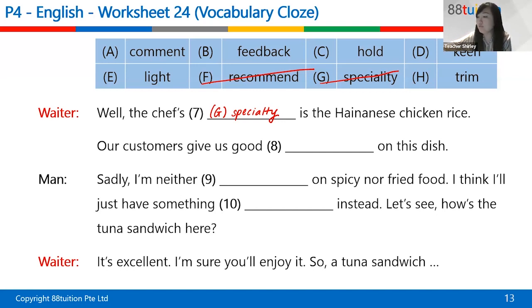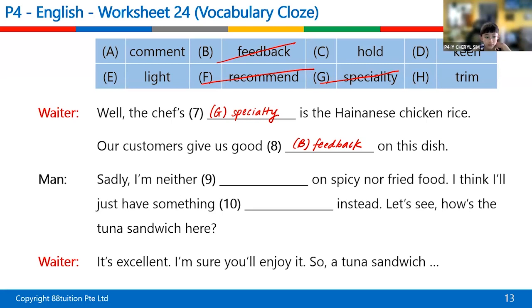Our customers give us good, good what on this dish? Darius? Feedback. Very good, feedback. Yeah, just now as well, but what I said just now, when you call it a specialty, it means that it must be quite popular. A lot of customers give good feedback about it. Okay. Now the man says, sadly, I'm neither what on spicy nor fried food. I think I'll just have something what instead. Cheryl?